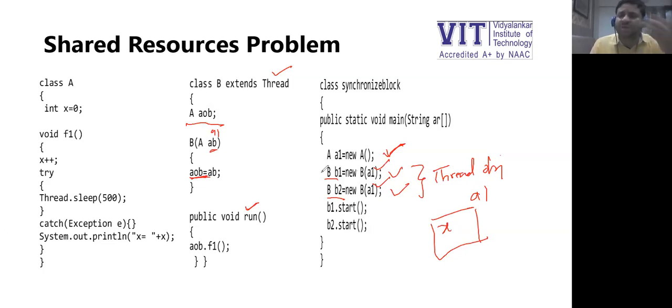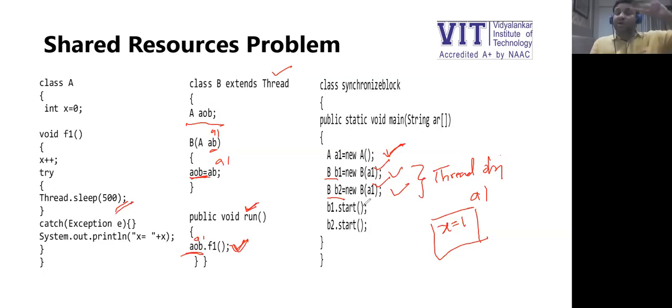Suppose B1 gets processor allocation. So run method is called for object B1. In run method, F1 method is called for object. F1 is called using same A1 object. This AOB is nothing but A1 here. Control comes here. X value is incremented. X value now becomes 1. Now, before it displays the value of X, it goes to sleep. B1 thread goes to sleep.